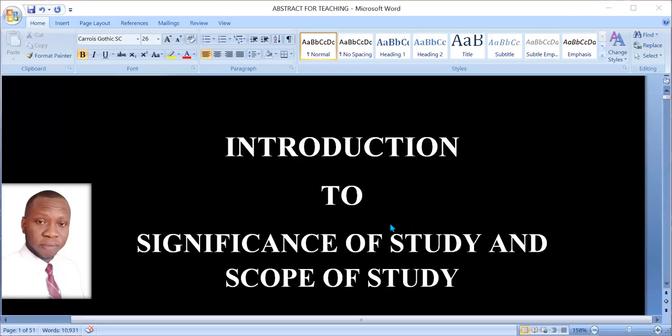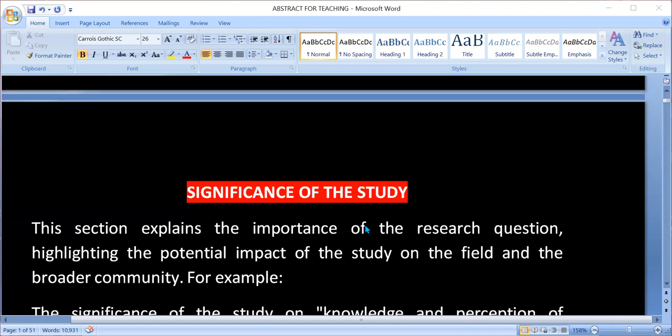I'm going to be discussing with you an important aspect of research, chapter one, which talks about the significance of study and scope of study. This particular section in research is of great importance because it tells us the importance of that research work. The importance can be towards the community, especially. It can also be for the general public, for policy making, and for having information for further research. So significance of the study is a very important aspect of a research paper.